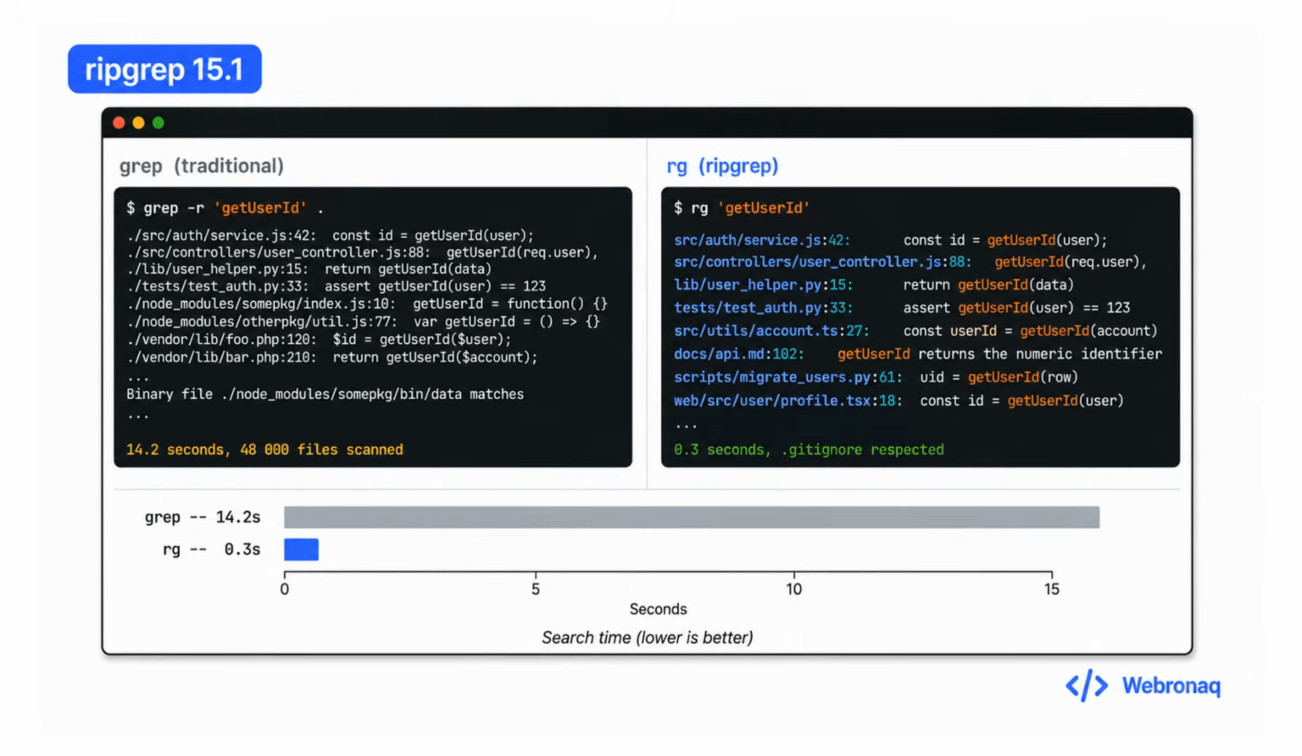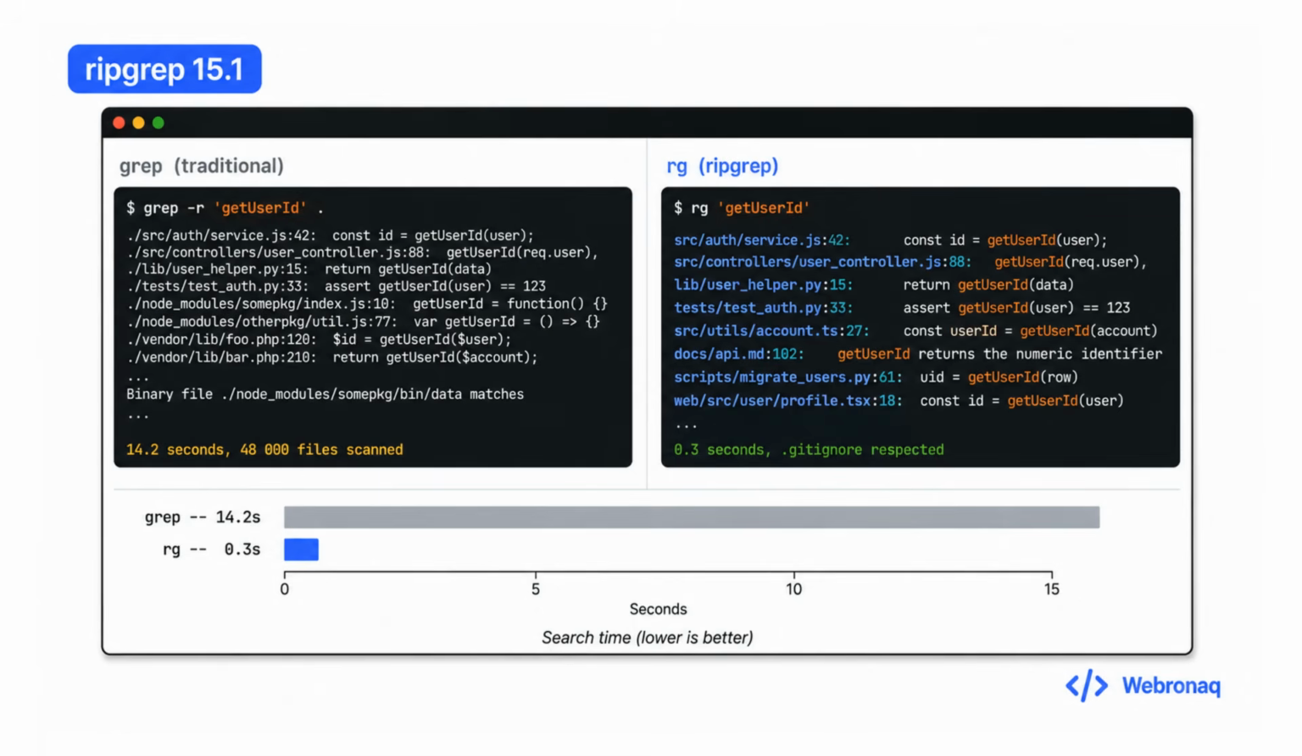Here is the interesting part. Ripgrep, command rg, is a search tool written in Rust, currently at version 15.1, and it solves a real pain point. Grep is slow on large codebases. Ripgrep automatically reads your .ignore file and skips everything in it, so it never wastes time scanning your node_modules or vendor folders. On a real project with tens of thousands of files, the difference is dramatic. Grep might take over 10 seconds, crawling irrelevant directories.